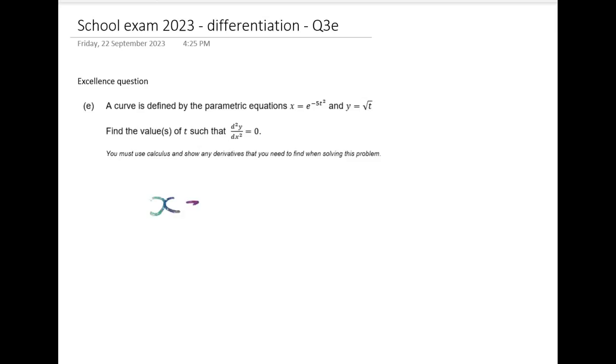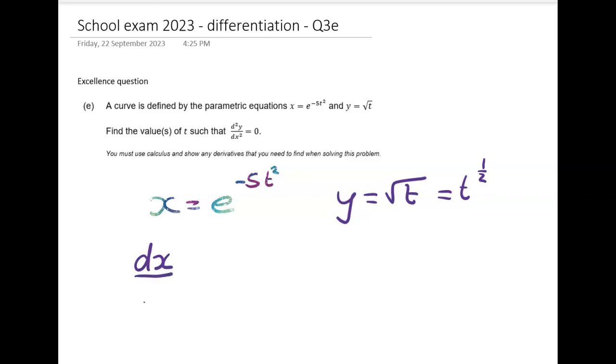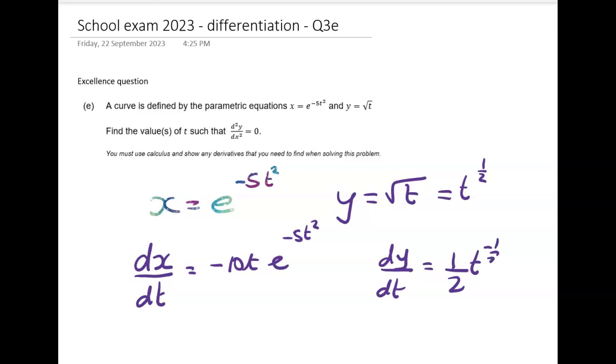So we start off with x is equal to e to the negative 5t squared. I'm just going to change the pen colour. And y is equal to root t. So I'm straight away going to write that as t to the power of a half. So the first step when we're working with parametric functions is to differentiate with respect to t and then to use the chain rule. So we start off with dx by dt is equal to negative 10t times e to the negative 5t squared. And dy by dt will be 1/2 t to the negative 1/2.